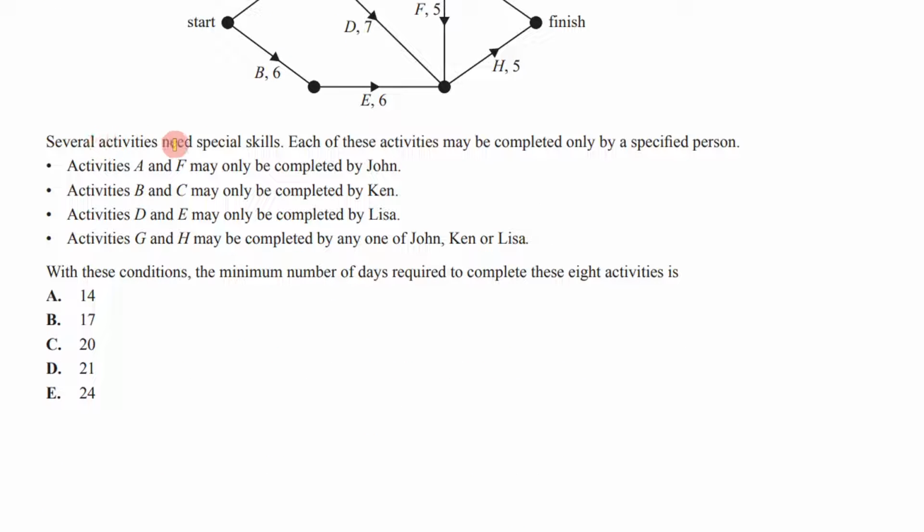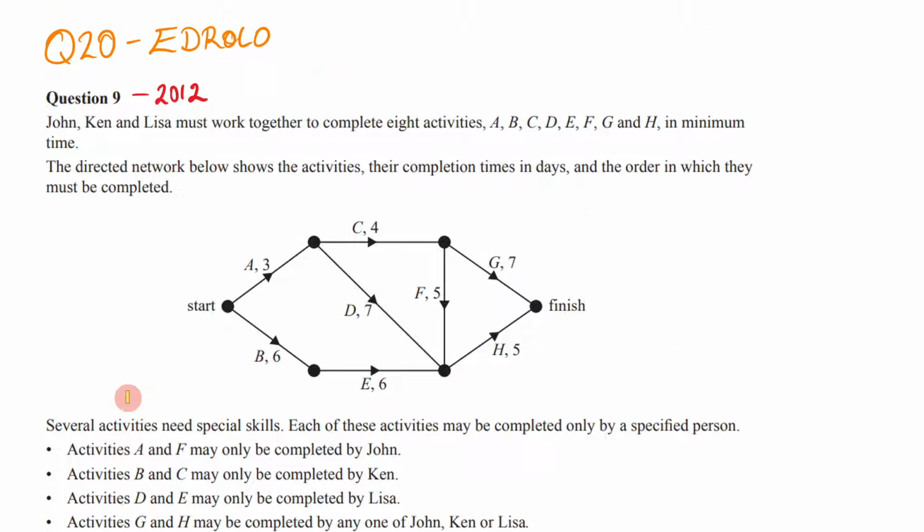Then it says, several activities need special skills. Each of these activities may be completed only by a specific person. Okay, so here are the conditions here. With these conditions, the minimum number of days required to complete these 8 activities is which of the following? Okay, so this is a bit tricky. So what are we going to do?